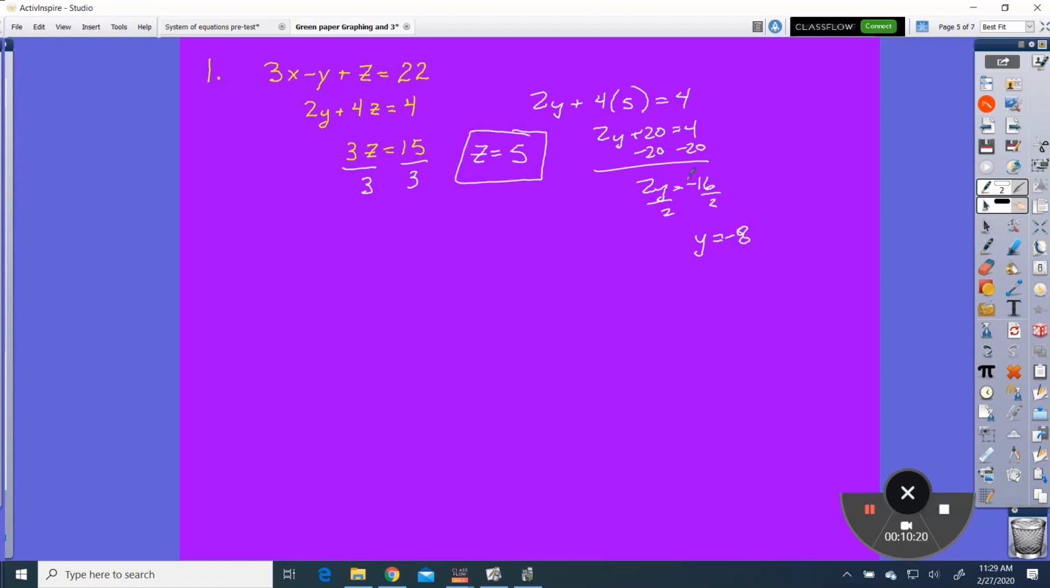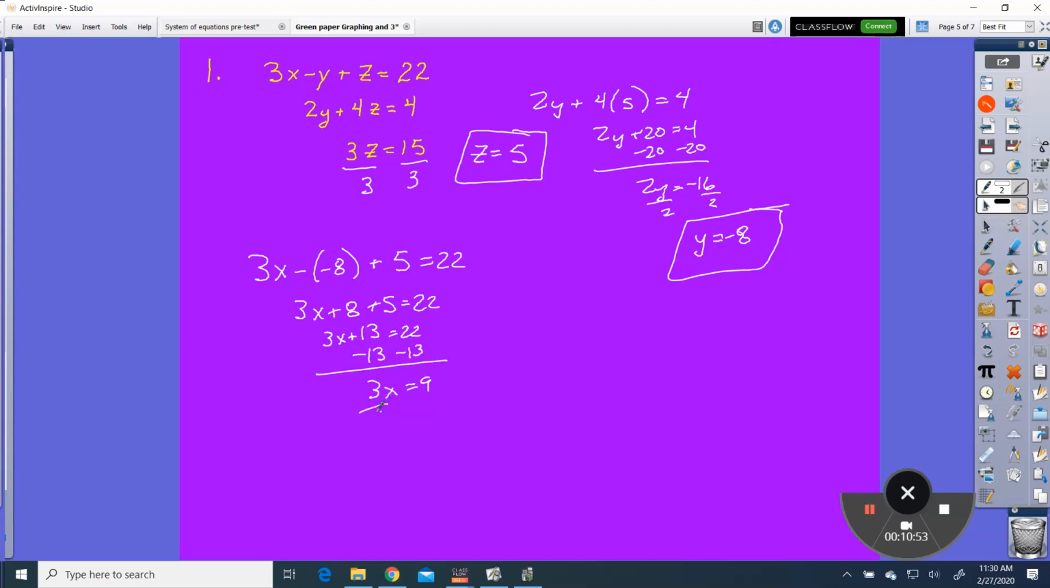So I have z, I have y, I need to get x. So I have 3x minus y, which is a negative 8, plus z, which is 5. So when I have negative numbers, I normally put them in with parentheses, just so I can remember the sign that goes with it. So now I see minus a minus turns that into a plus 8. So 8 plus 5 makes 13. So now I can minus 13 from each side. 22 minus 13 is 9, so I divide it by 3, and x equals 3. So I get 3, negative 8, so x, y, z.